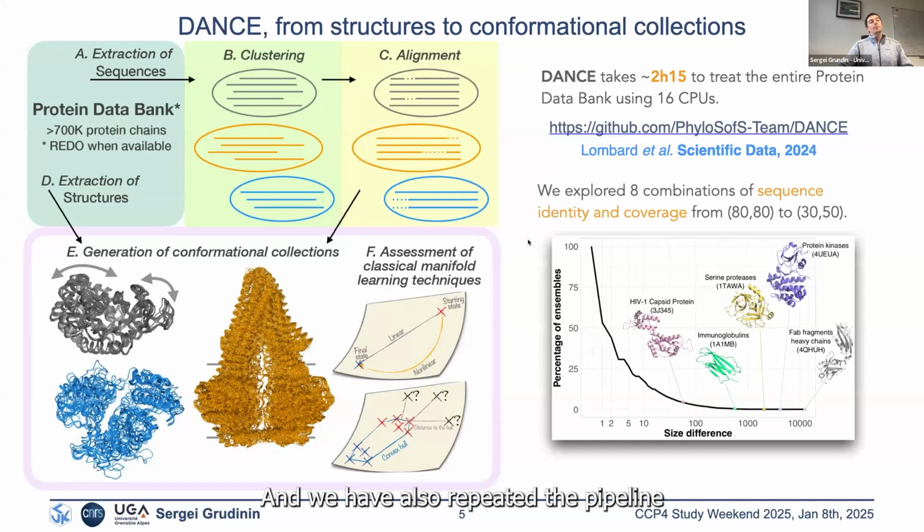We have also repeated the pipeline for multiple combinations of sequence identity and coverage, starting from a very stringent setup of 80% identity and 80% coverage to a very relaxed setup with 30% sequence identity and 50% coverage. In most cases, in 50% of them, going from the stringent to the relaxed setup does not change the size of the conformational collections. But in about 5% of the cases, if we relax the setup, the conformational collections increase by about 100 members or even more.